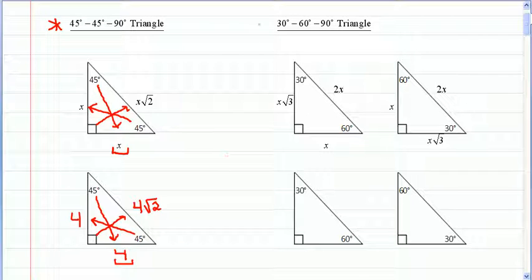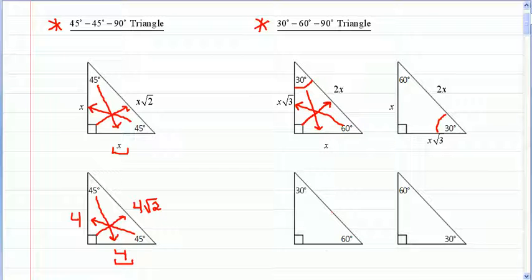The next of the two special right triangles is the 30-60-90 triangle. And what's different about these two triangles is that in the first one I put the 30 degrees on top, but in the second one I put the 30 degrees on the bottom. So across from 30 degrees is x. Across from 60 degrees is x root 3, and across from 90 is 2x.